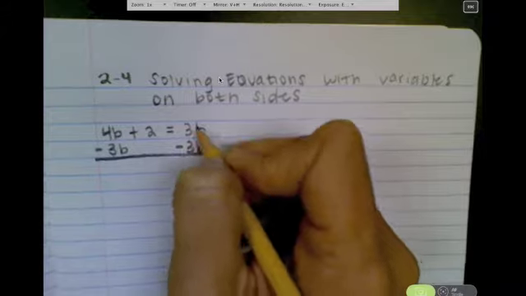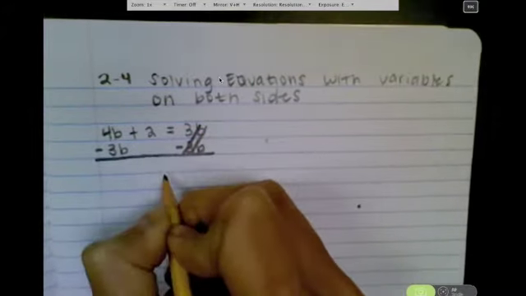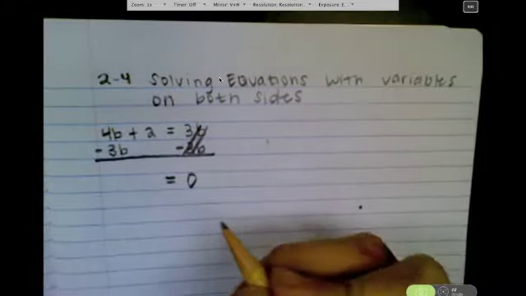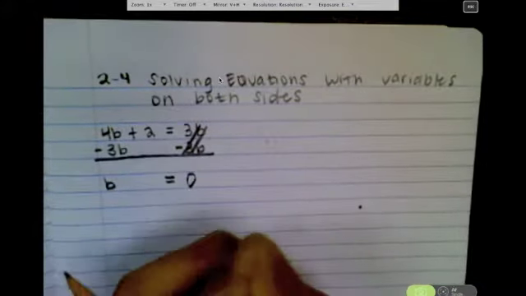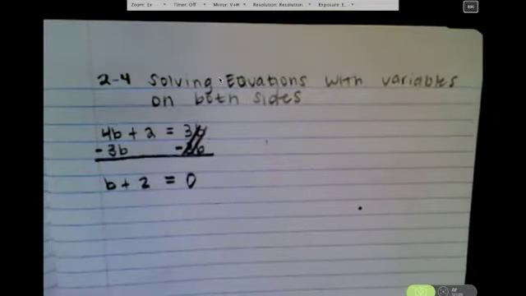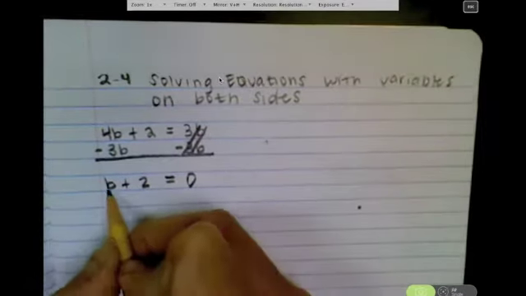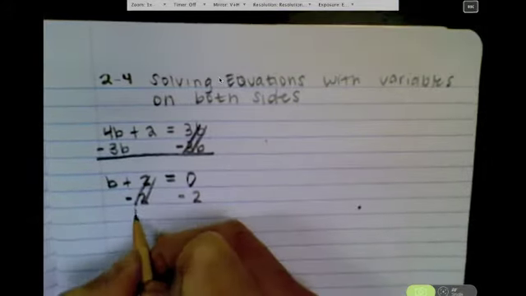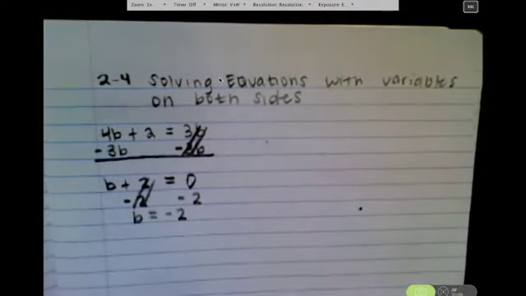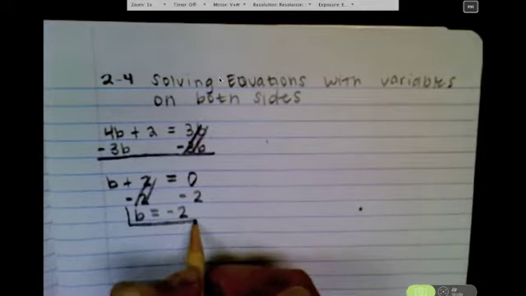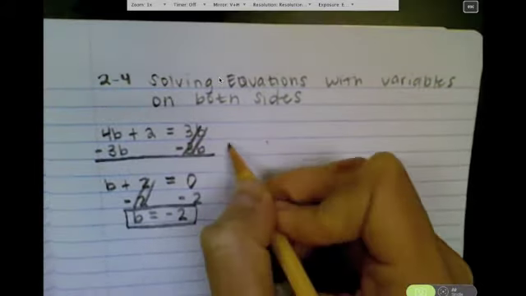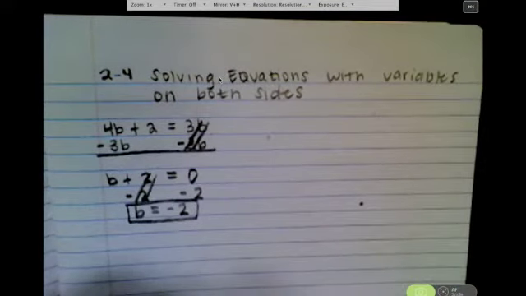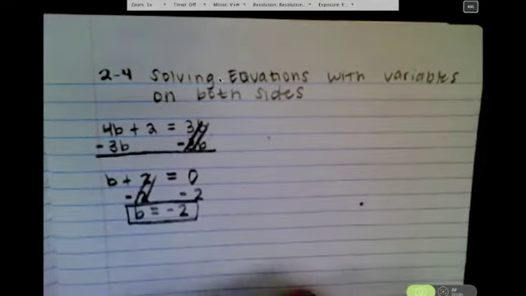So negative 3b minus 3b cancels out, and I'm left with 0 on this side. 4b minus 3b is 1b. And so I'm left with b plus 2 on this side. Then to solve for b, all I have to do is take away 2 from both sides. So b is equal to negative 2. Again, if you need to check your answer, all you have to do is plug it back into the original equation and make sure that you get the right answer.